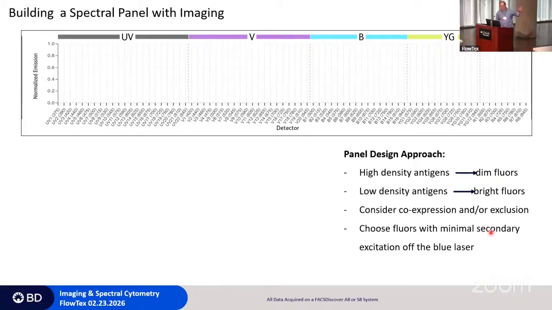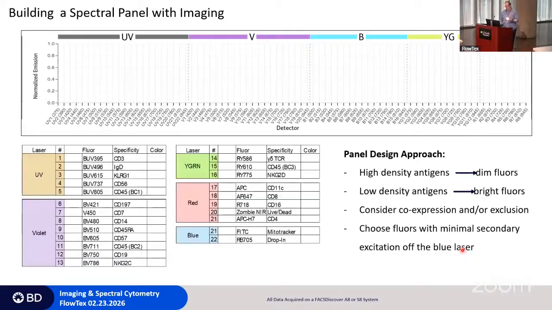High density antigens use dim fluors. Low density antigens use bright fluors. You need to consider co-expression and/or exclusion, whether it's a dump gate or if it's widely expressed across your whole panel. And then here's the critical one for this: you want to choose fluors with minimal secondary excitation from the blue laser. You have to know where your imaging fluors or your imaging targets are going to fall and design your panel accordingly. The way I do that is I love these spectral plots.